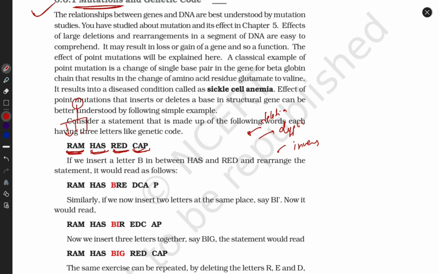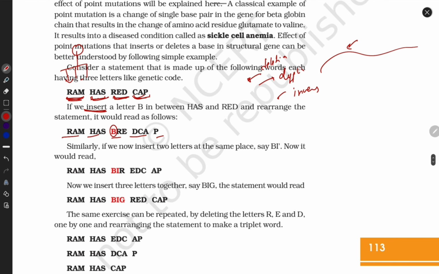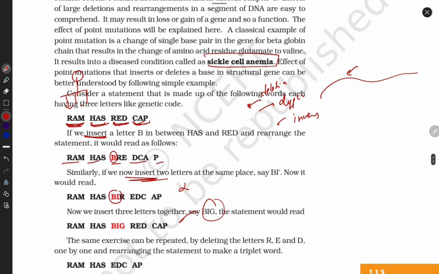If I mutate this mRNA, I'm adding something new, like I add this nucleotide, then what happens next? Ram has breathed copy, senseless. If I duplicate, I insert two letters, again there is meaninglessness. If I add three letters, again meaningless. If I remove something, these codons are meaningless. There is something new: sickle cell anemia.